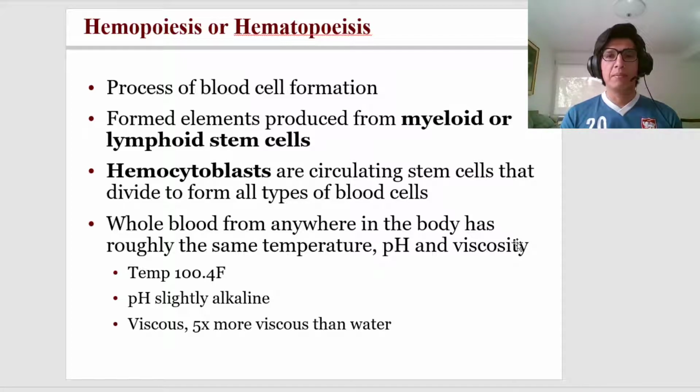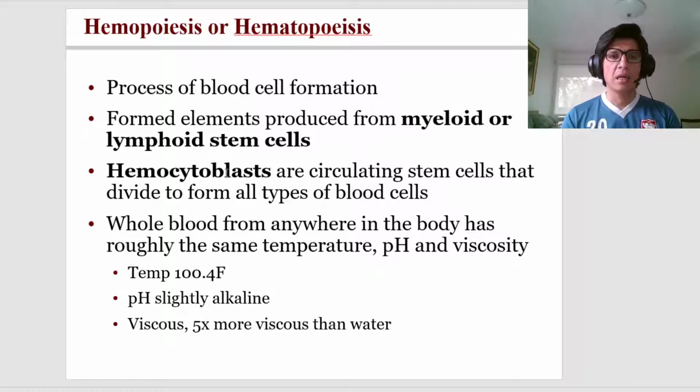These formed elements arise from hemocytoblasts. Hemocytoblasts differentiate into myeloid or lymphoid stem cells, and from these hemocytoblasts, all formed elements of the blood arise. From lymphoid stem cells, you have lymphocytes arising, and from myeloid stem cells, you have all other white blood cells and red blood cells and platelets arising.